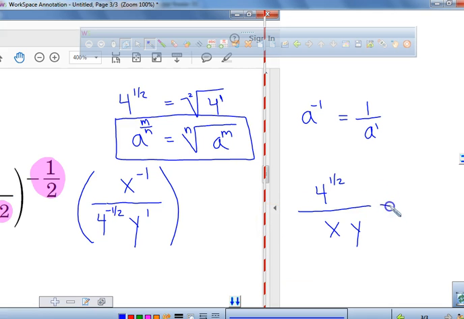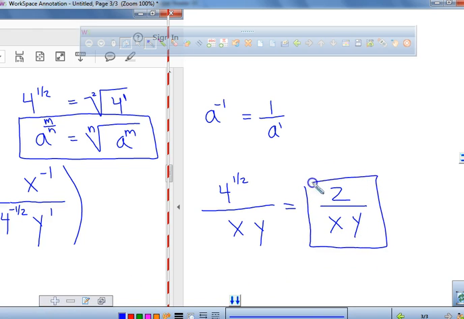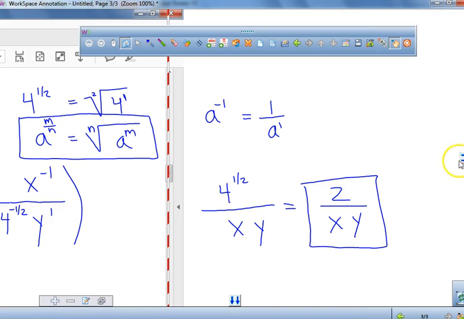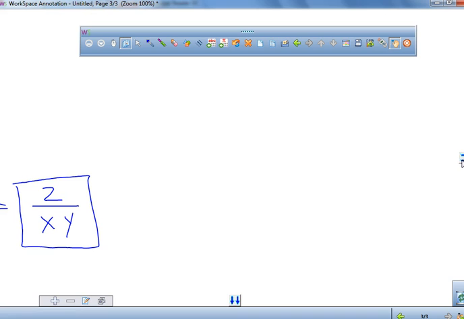Okay? That's why this right here, everybody, becomes 2 over x times y. Now, this right here will be your answer. Now, there's something we haven't quite done yet to complete it. And this is the part that's another difficult concept to teach.